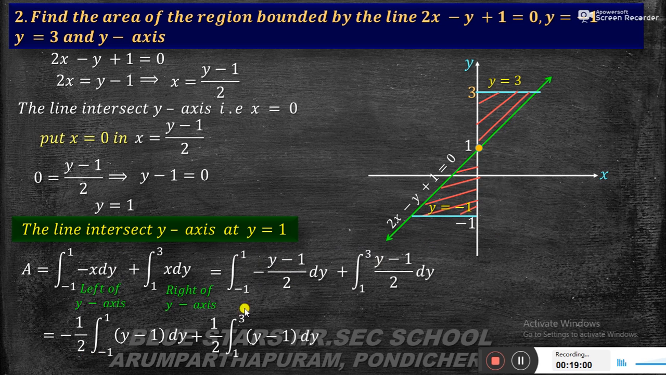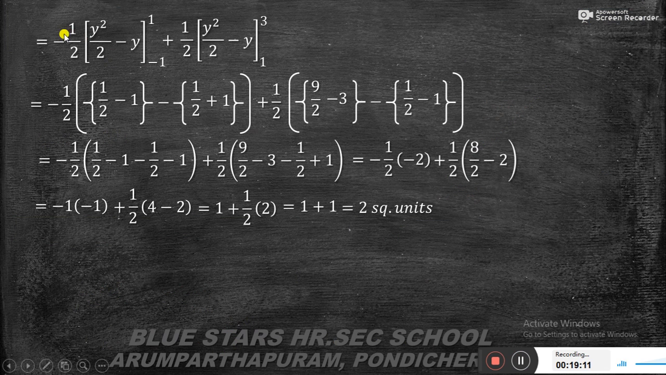So in the next step I write the minus 1 by 2 on the outside. So minus integral from minus 1 to plus 1 of (y minus 1) dy plus 1 by 2 integral from 1 to 3 of (y minus 1) dy. So here minus 1 by 2 into, we integrate that, y square by 2 minus y, we apply the limit minus 1 to plus 1, plus 1 by 2 into y square by 2 minus y, we apply the limit 1 to 3.